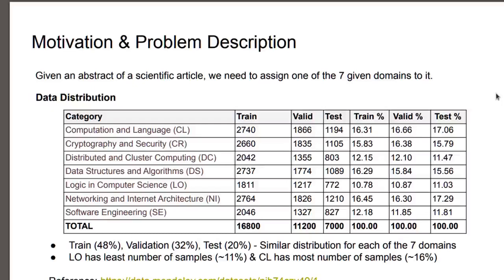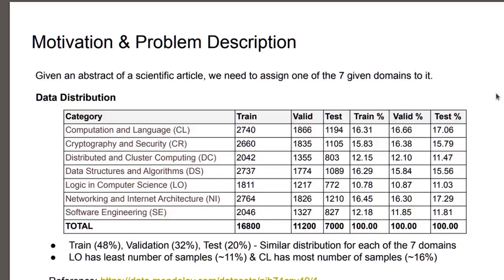Many a time, research papers get wrongly assigned to reviewers. Thus, an automated system capable of identifying the domain of a scientific article is necessary. Our motivation is to develop such a system, which is capable of classifying the abstract of an article into 7 predefined domains or classes listed here.